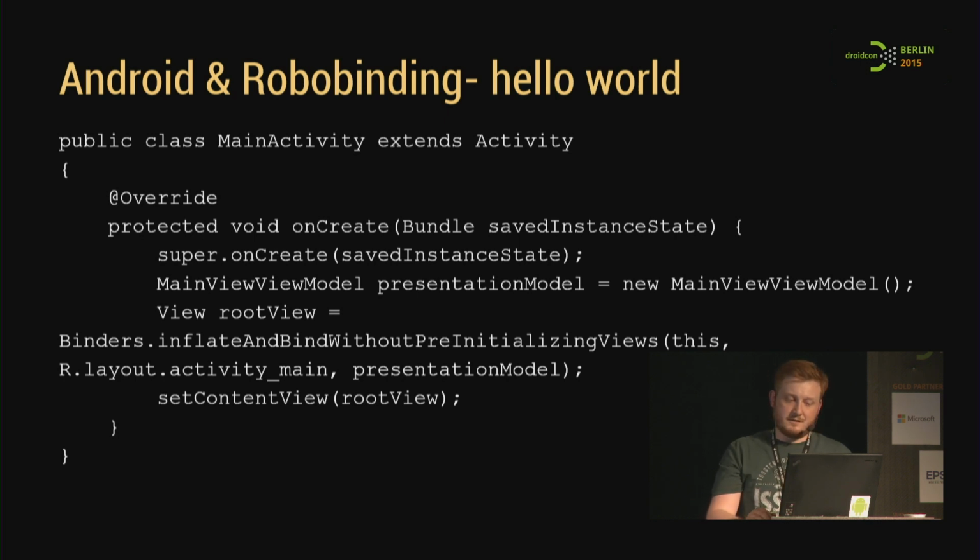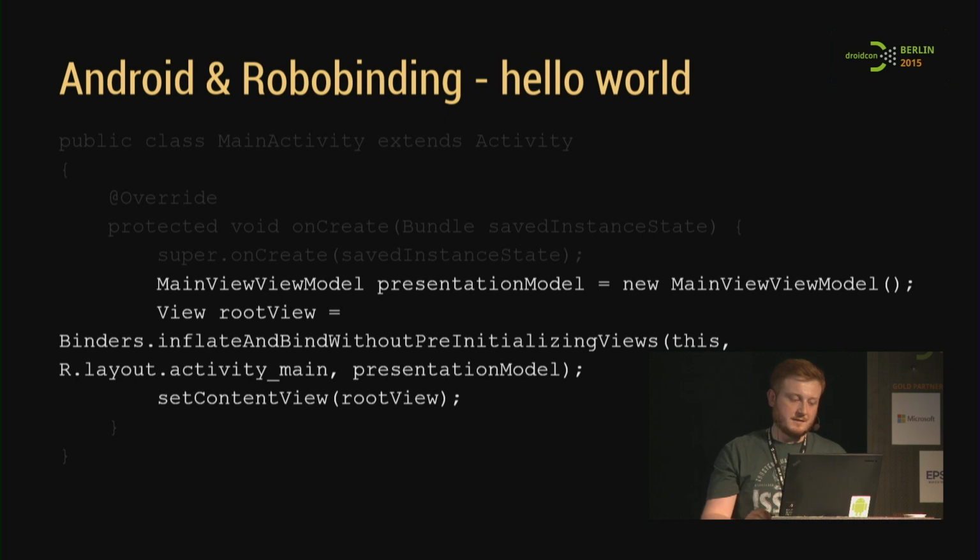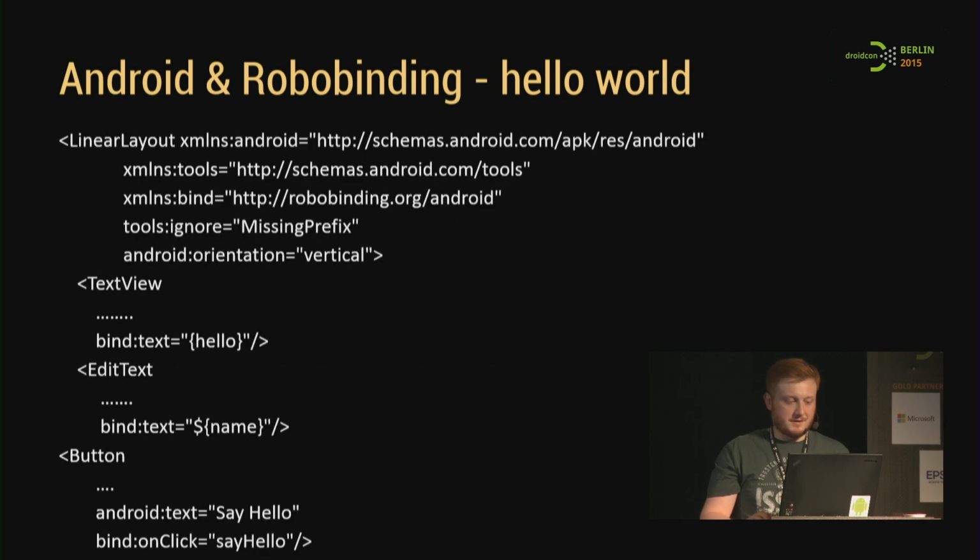The only thing that we need to do is to create main view, our instance of our view model, and connect it to the view. In order to do this, we need to use the class which comes with RoboBinding and execute the method inflate and bind. So again, it's really easy. So what about our XML?